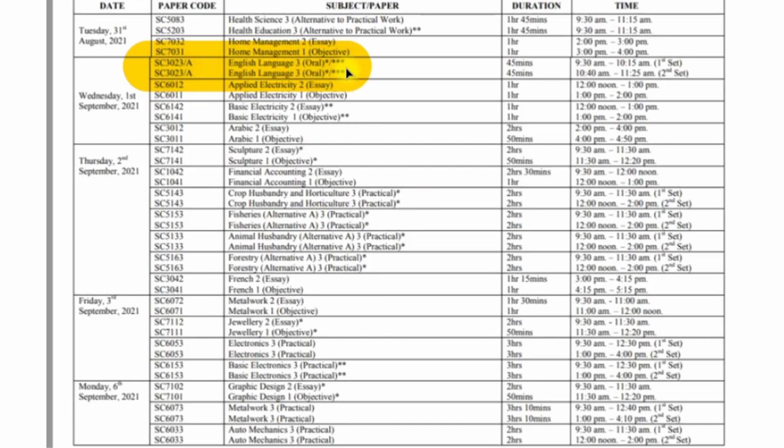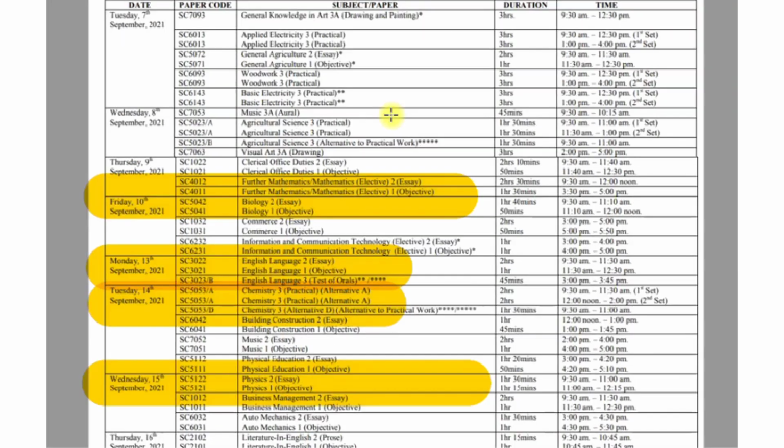And here you can see this is a single asterisk and also a triple asterisk. So it is for those candidates in those particular regions who are going to be having their oral English exam paper. If that is applicable to you, what I advise is that first and foremost you note this, and once you know that, just look at other exam papers. Now look at the further mathematics paper. It's not asterisked, meaning that this is going to be general for everybody. Look at biology here on Friday the 10th. September 9th, that's further math. Friday, September 10th, that's biology.